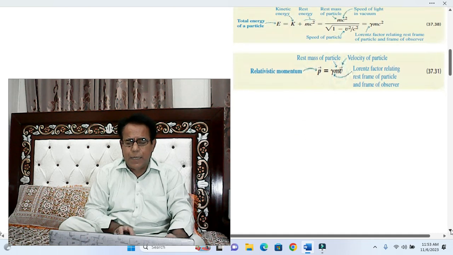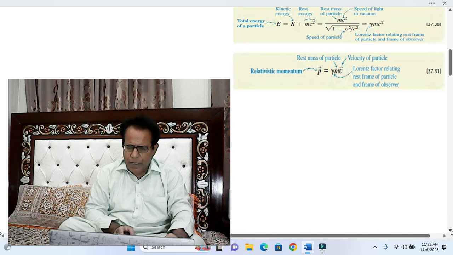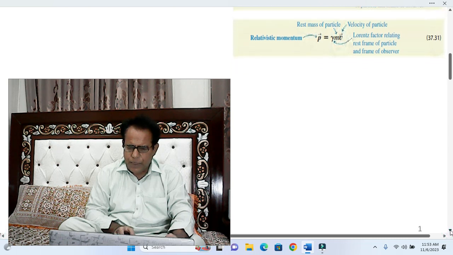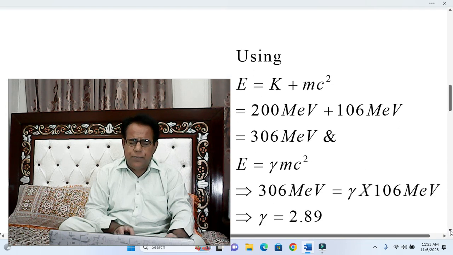Next snapshot is about relativistic momentum, P equal to Lorentz factor gamma into mv, where m is the rest mass of particle and v is the velocity of particle, while gamma is Lorentz factor relating rest frame of particle and frame of observer. Now we are going to start our problem in a formal manner.